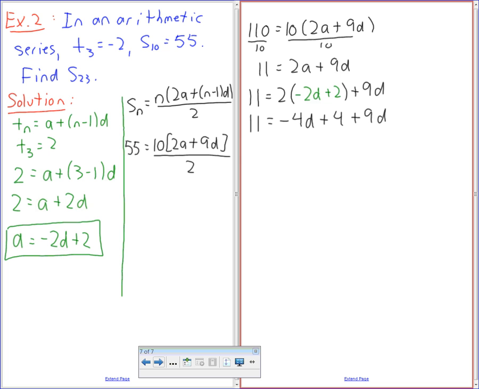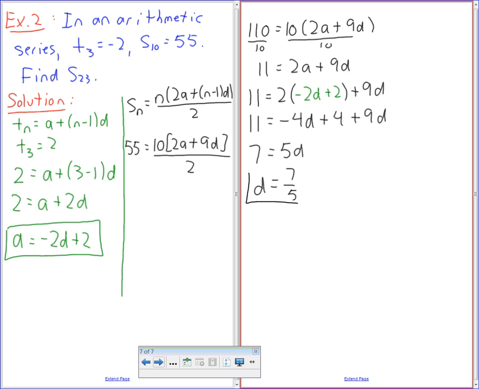Uh-oh. Mistake. I hope I didn't. I think I did make a mistake, because that to me looks like 7 equals 5d. Sorry, guys. I made a mistake. It's alright. So d equals 7 over 5.